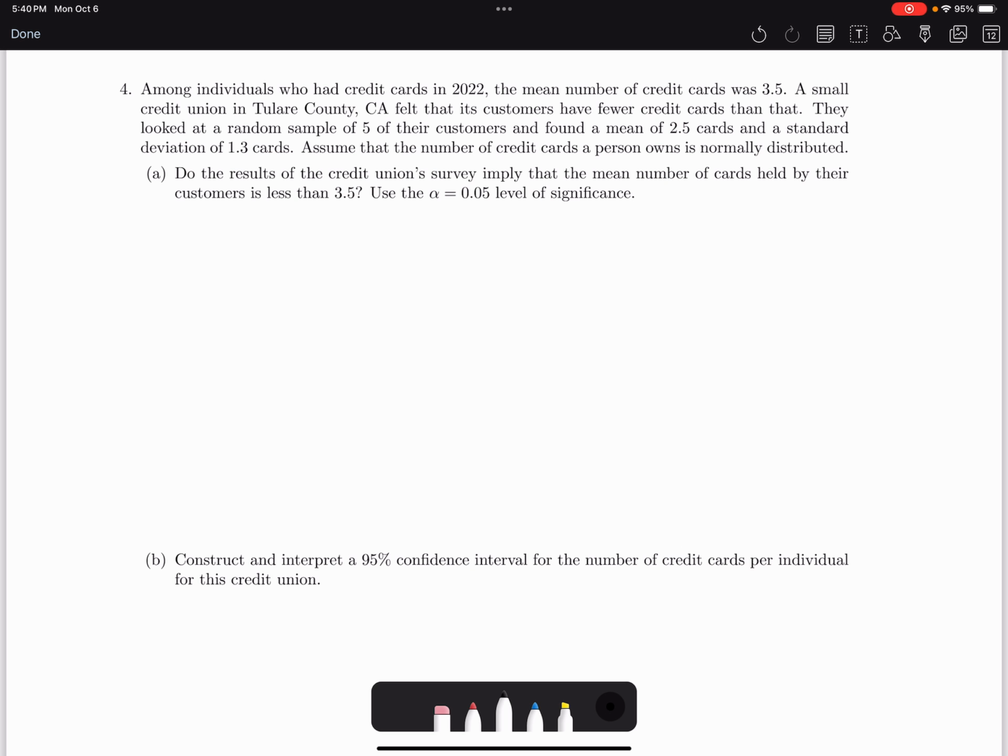Here's my solution. We're definitely testing a mean here, right? We were told point blank to test whether the mean is whatever. We want to know if the mean is less than 3.5. Well, the null hypothesis would be no, it's equal to 3.5, right? And then the alternative is that, yes, it's less than 3.5. What sample evidence do we have? Well, in our sample of 5 individuals, the mean was 2.5, which is 1 full credit card less, right?